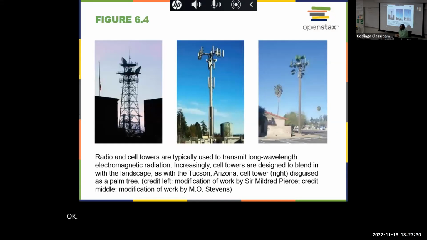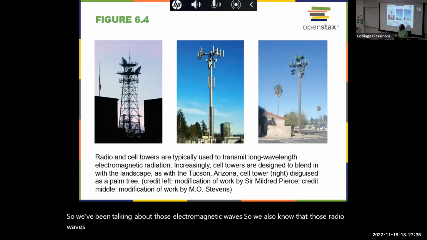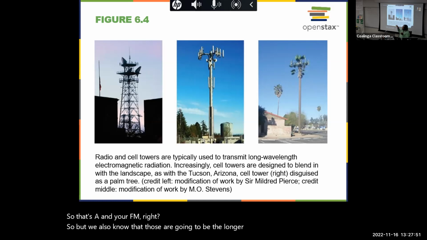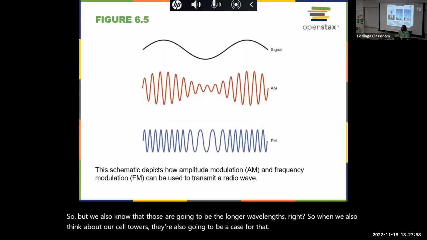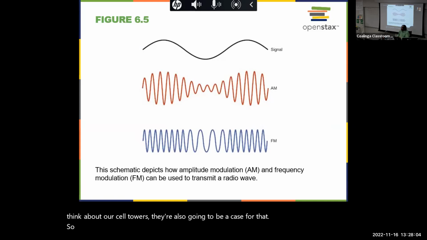So we've been talking about those electromagnetic waves. So we also know that those are going to be the longer wavelengths. So we'll also think about, so I know you guys are thinking that first thing that popped in my mind.